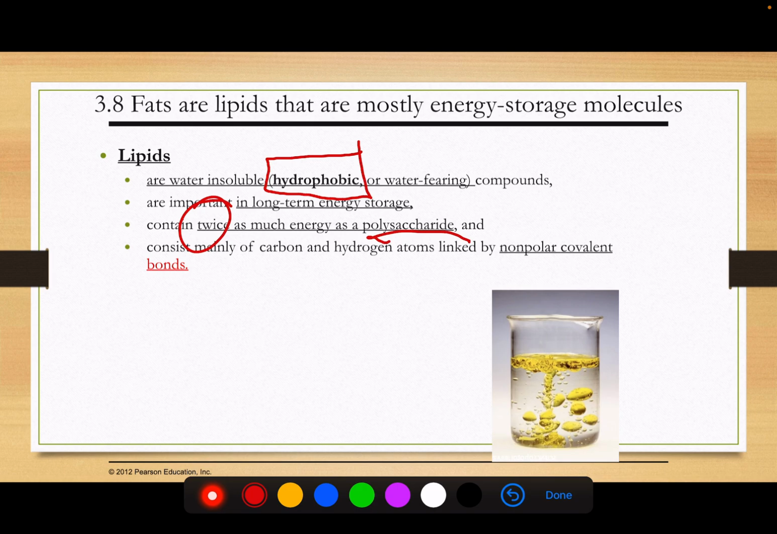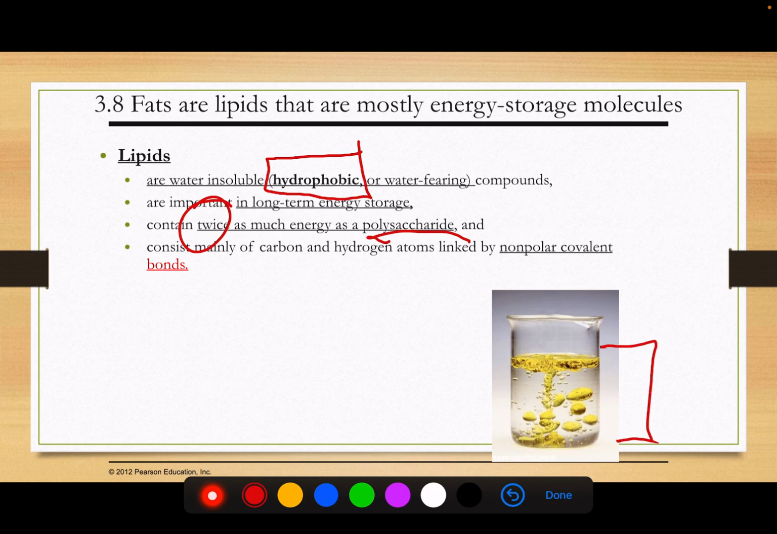They consist mostly of carbon and hydrogen, and they are linked non-polar. They have non-polar covalent bonds, so they share evenly, unlike water, which has polar characteristics. That is why oil and water do not mix, because one is polar and one is non-polar. Likes dissolve likes. Oil and water do not mix.